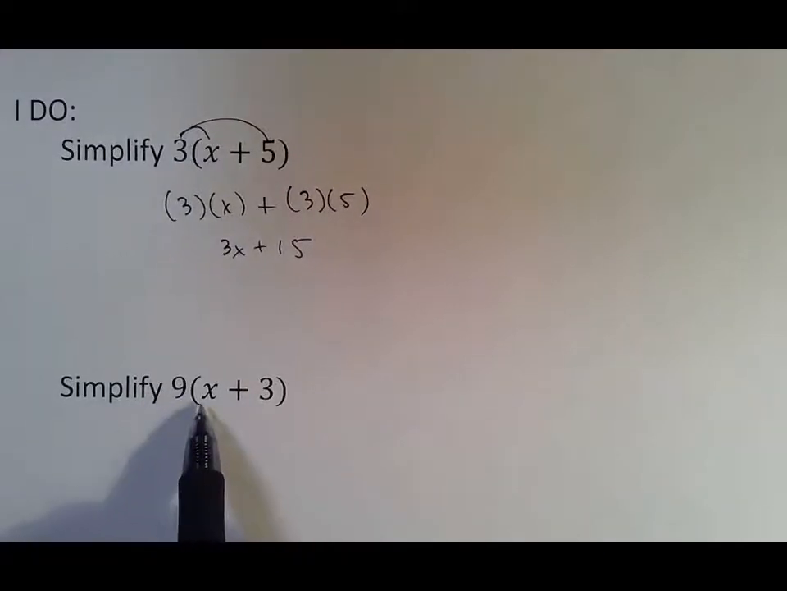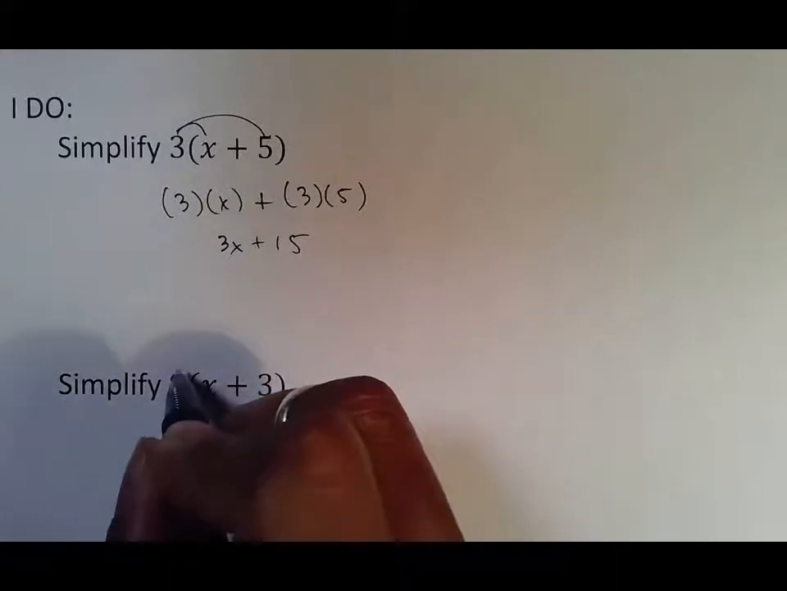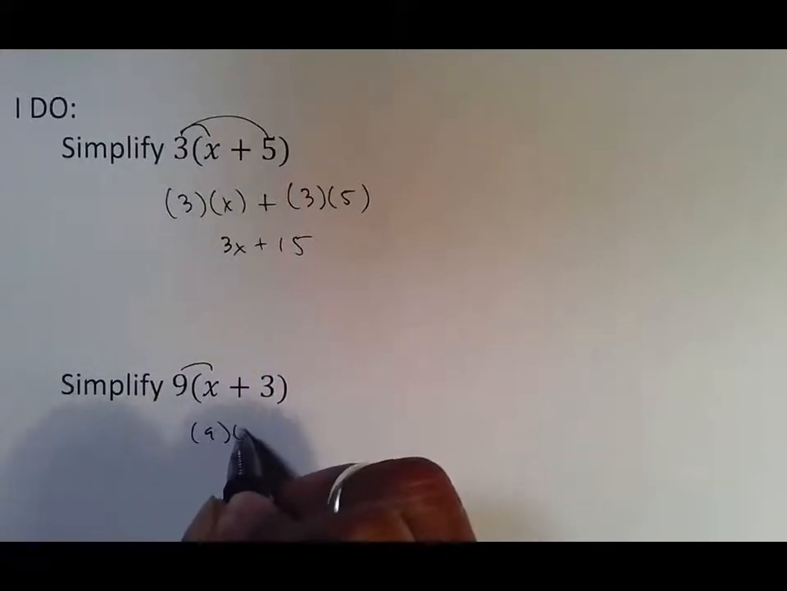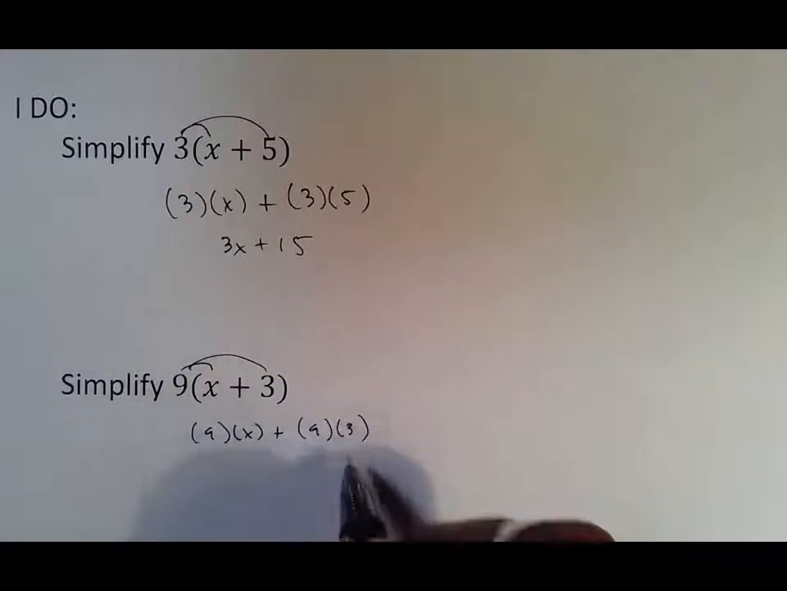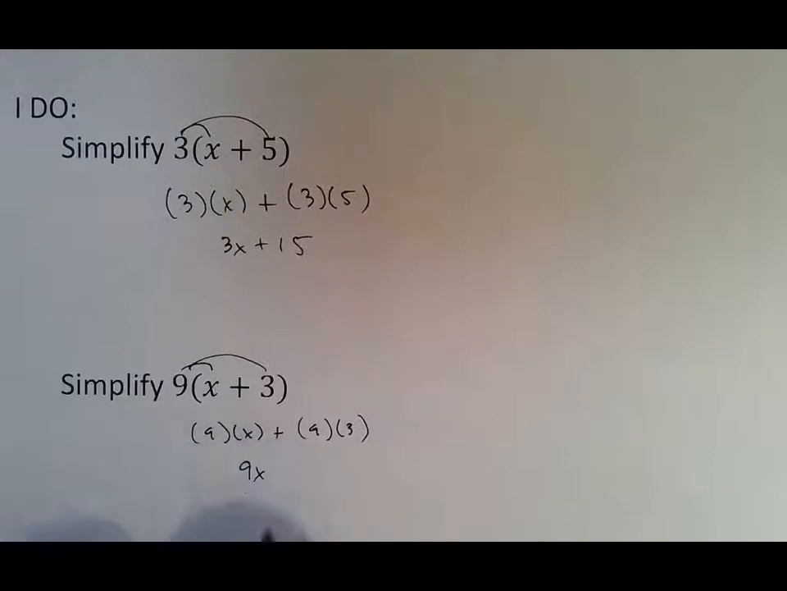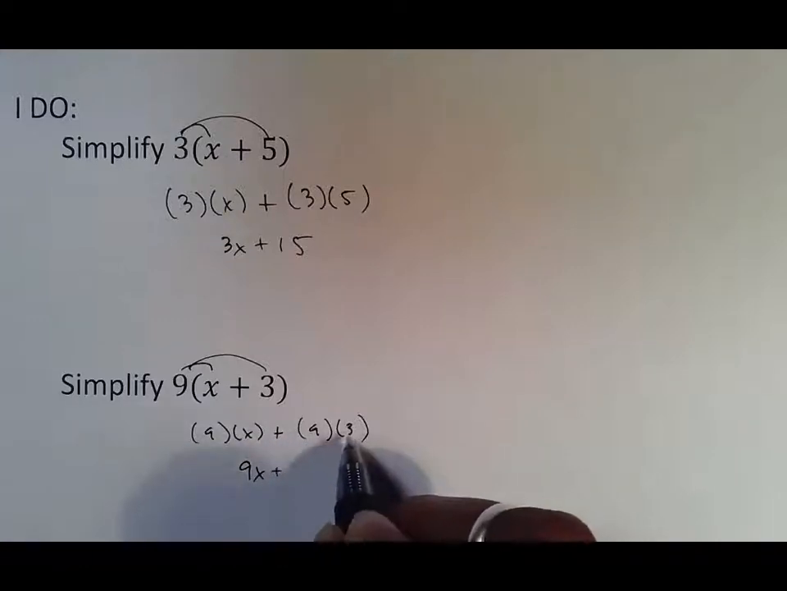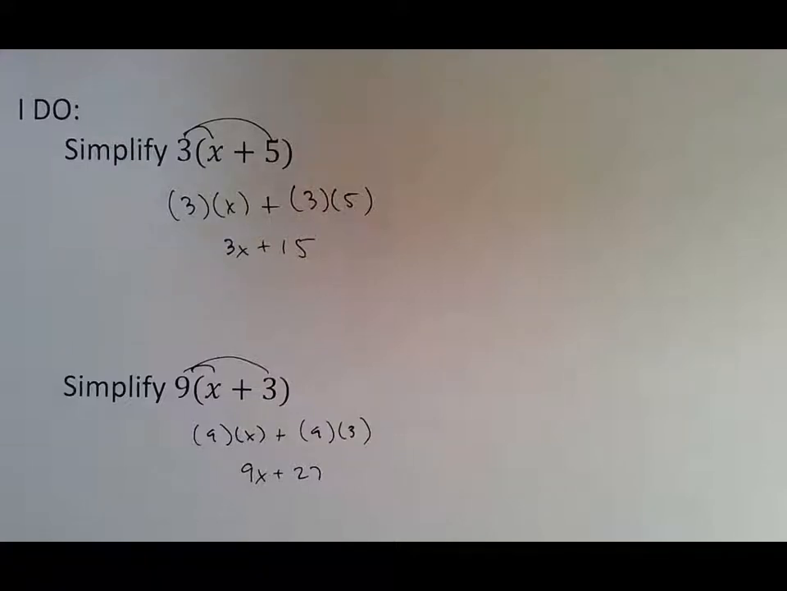Here you have 9 parentheses x plus 3. In this situation, x and 3 are friends. 9 meets x and 9 meets 3. So in this case, 9x, because remember, a number times a variable just gets put together. 9 times 3 is 27. And remember, that's as far as you can go. Do not make that anything else. Don't go any further than that, because that's going to throw off everything that you're doing.